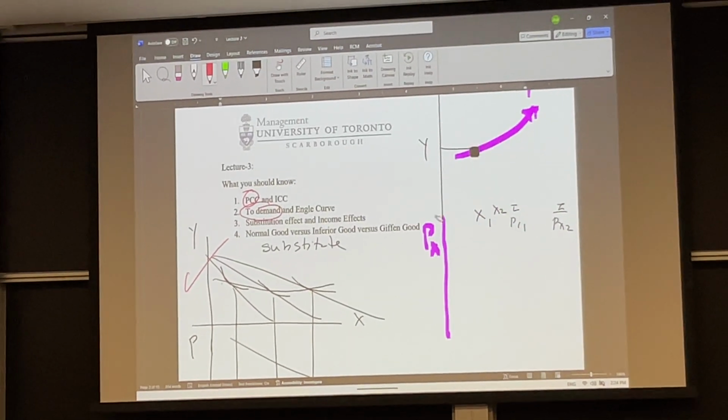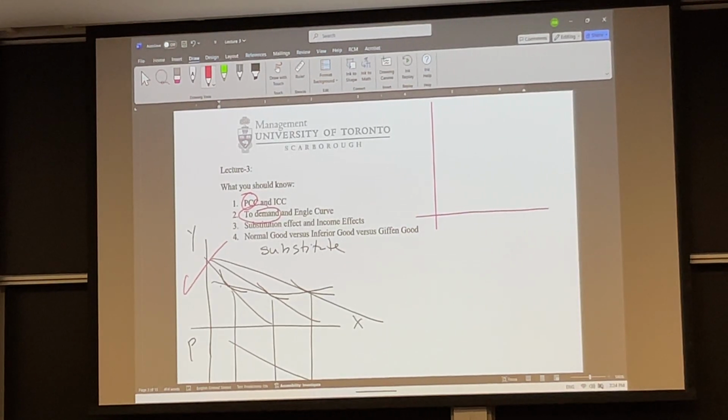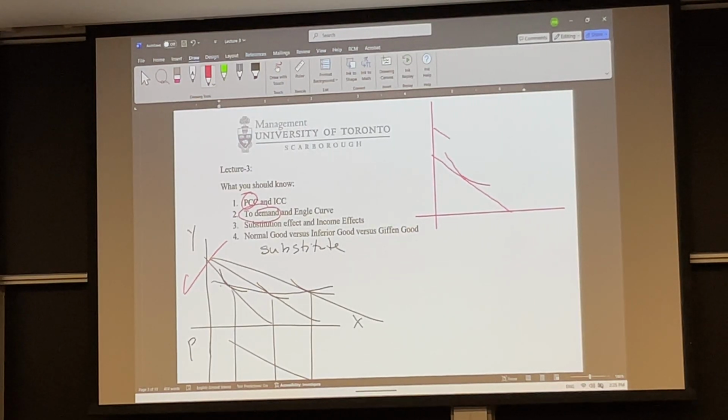Suppose you change the income, not the price. Say, this is where you stand initially. That's where you optimize. Suppose your income goes up. What happens to the budget line? It shifts out. Suppose you consume there. Suppose your income goes up further. So you consume there.